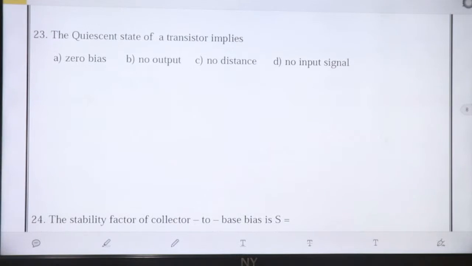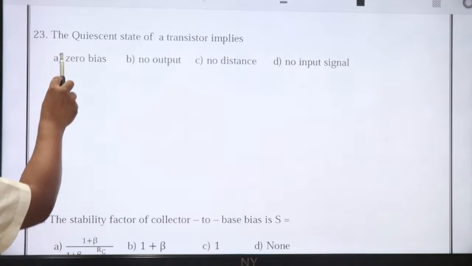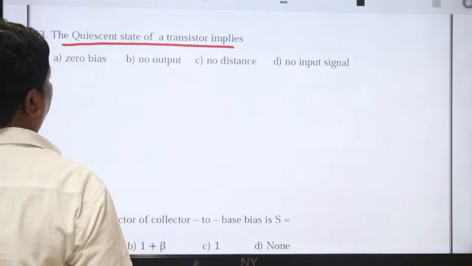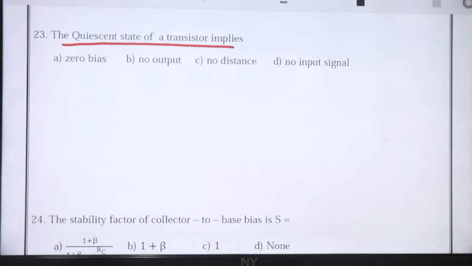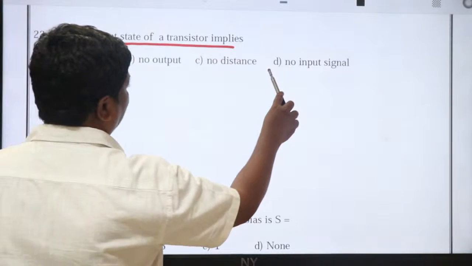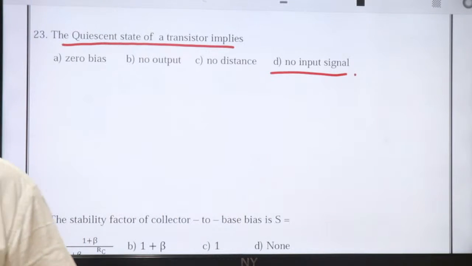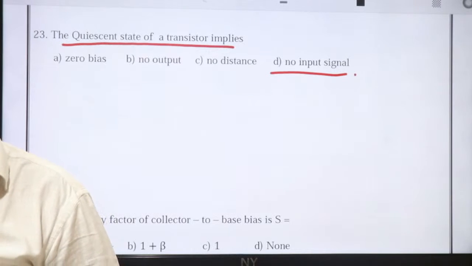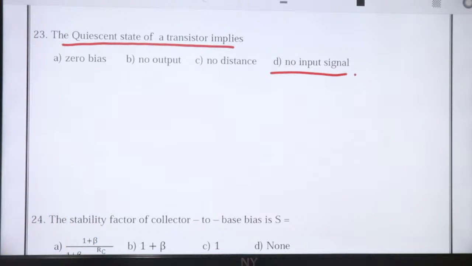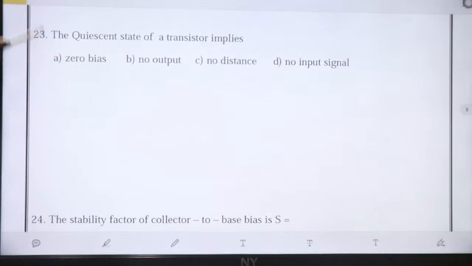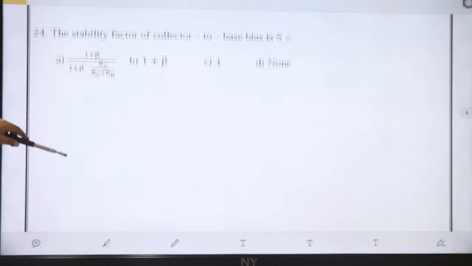The quiescent state of a transistor implies no input signal. Quiescent state is nothing but DC, no input signal. Next two.